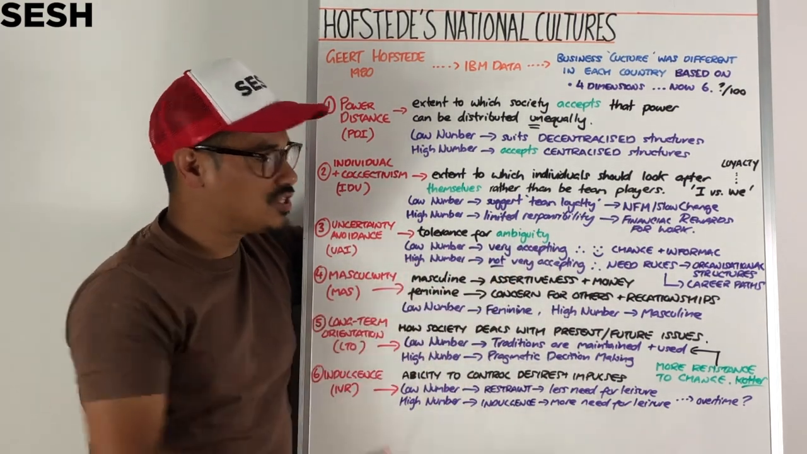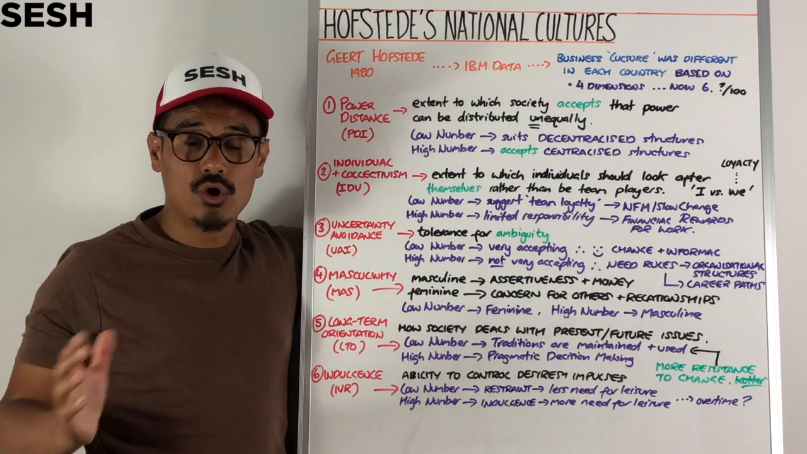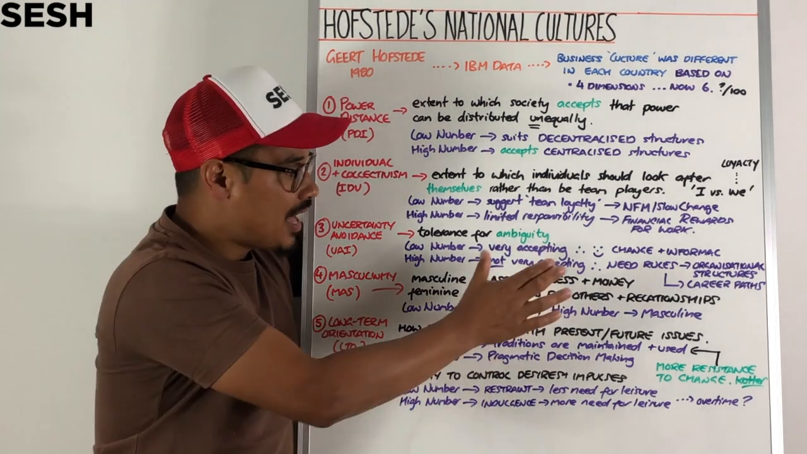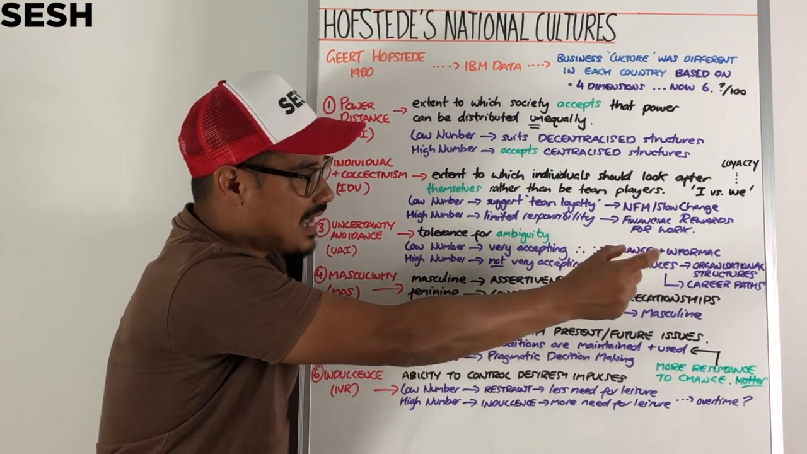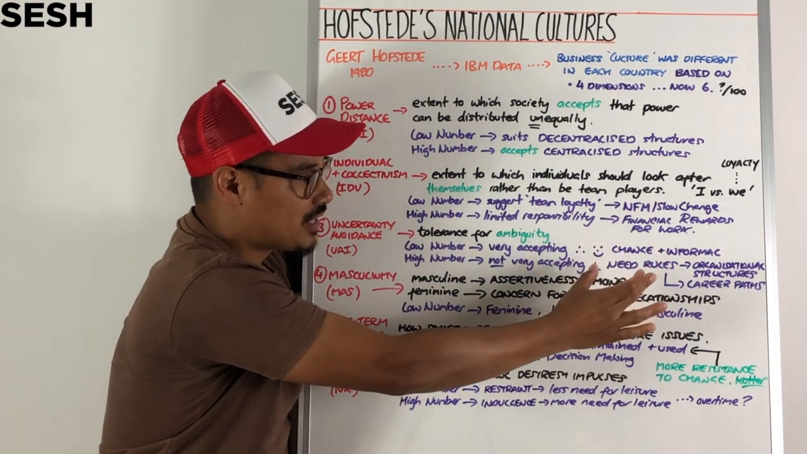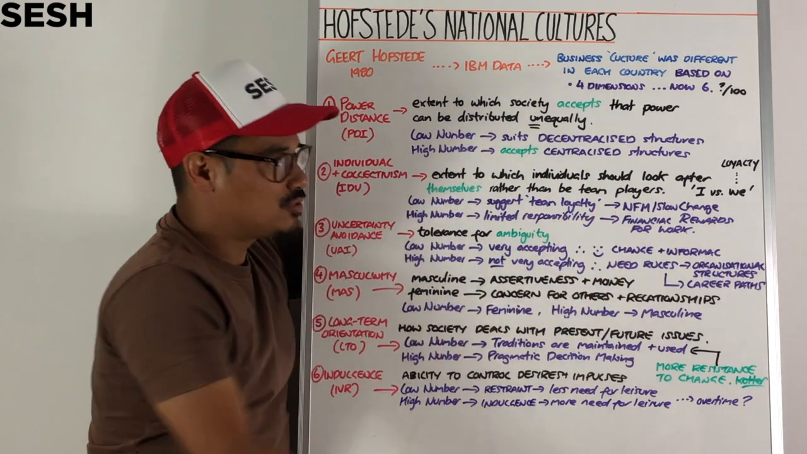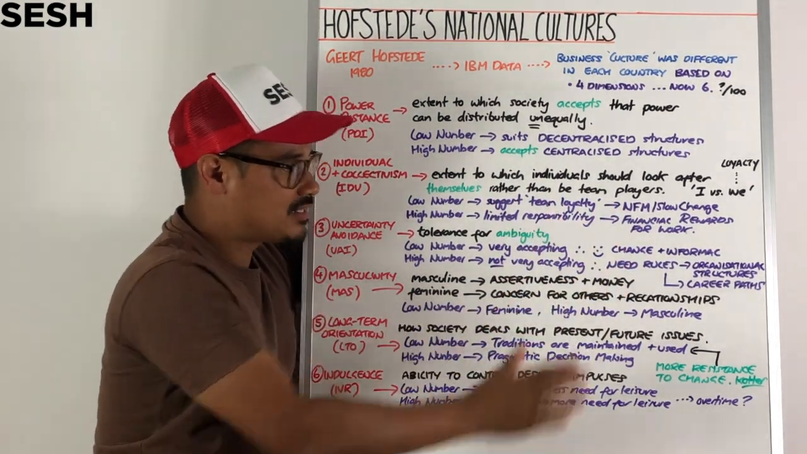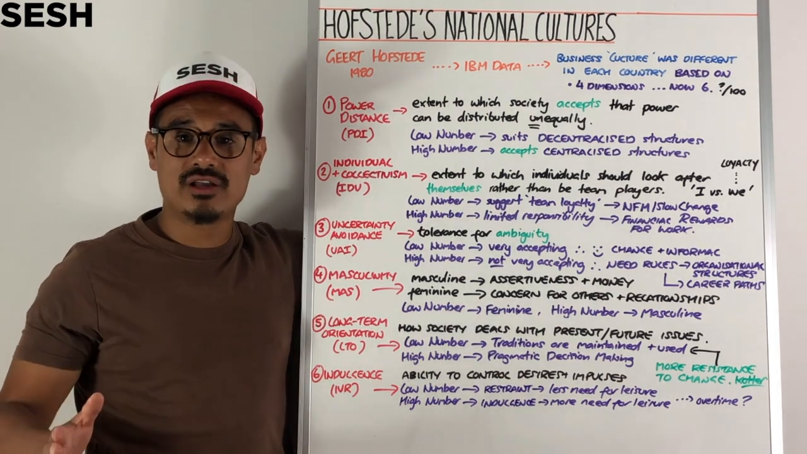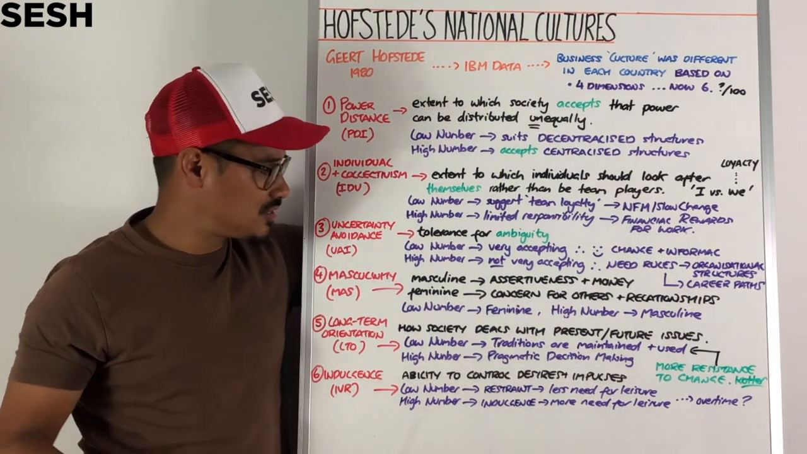A high number would suggest that you're not accepting of that at all. A high number for UAI means that you probably need to have really strict, rigid rules and regulations in place, and it would suit the need to have a defined organisational structure. Also, it might mean employees need a defined career path, so you need to think about performance reviews, etc.